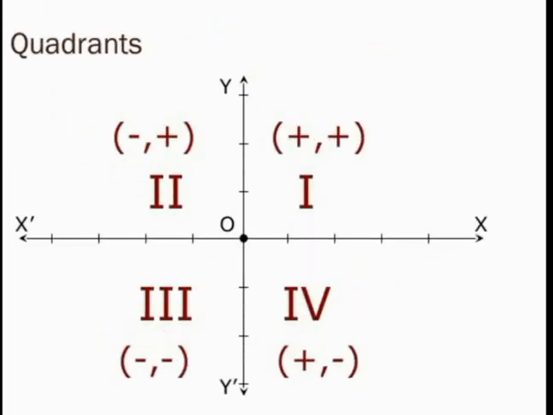Now the x-axis and y-axis divide the plane into 4 equal parts: first quadrant, second quadrant, third quadrant and fourth quadrant. In the first quadrant both x and y are positive. In the second quadrant x is negative but y is positive. In the third quadrant both x and y coordinates are negative, and in the fourth quadrant x is positive and y is negative.